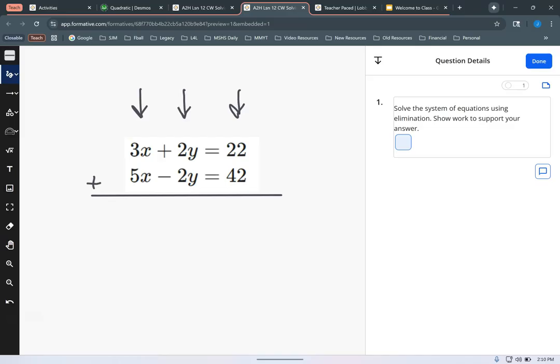So this is the first example of a very easy question because it's already set up with opposite terms on the y variable, right? You can see that I've got positive 2y and negative 2y. And so if I just add that straight down, that's going to give me 0 y's, and so this is going to cancel out essentially. And then I'm just going to work my way down. So I'm going to add my 3x's and my 5x's. That's going to give me 8x on one side of my equal sign. On the other side, I'm going to get 64. And so then I'm going to get that my x value is 8.